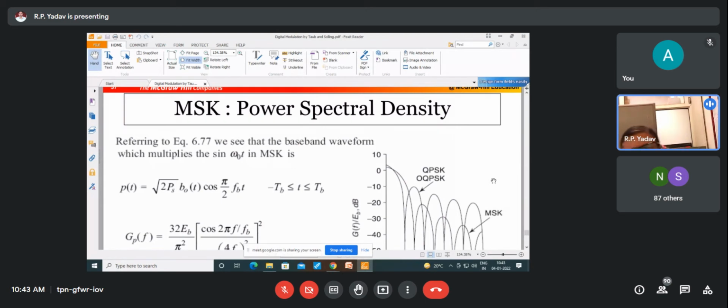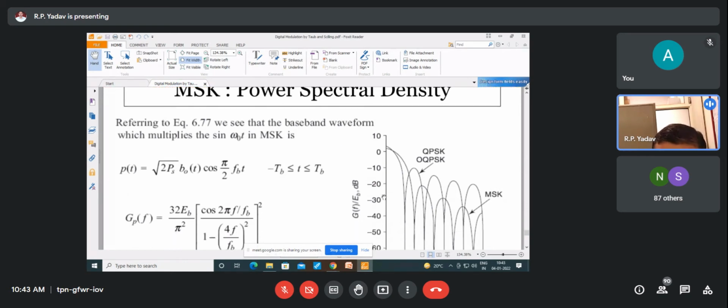perhaps the biggest parameter that every designer has to focus on, because how much power you are transmitting, at what frequency you are transmitting, so that co-channel interference can be reduced, or some other power consumption issues can be negotiated.